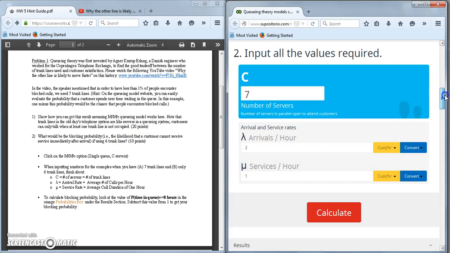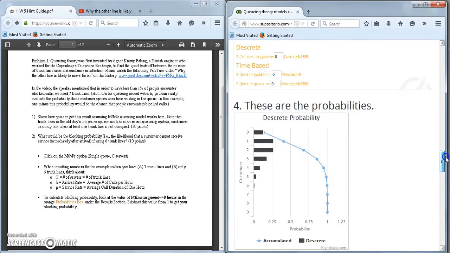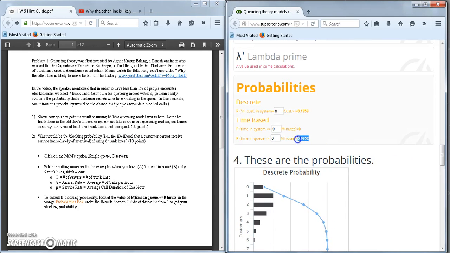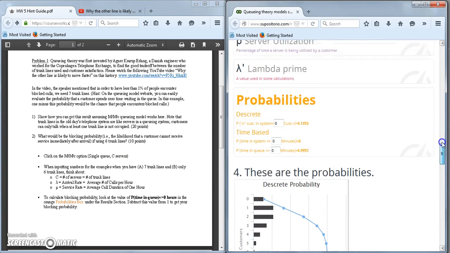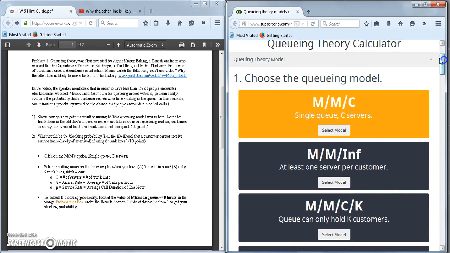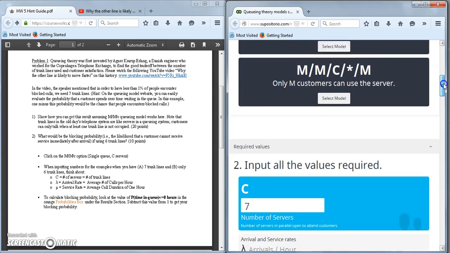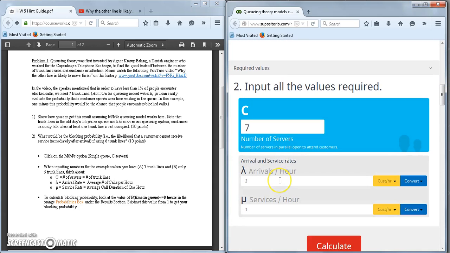Again, the blocking probability was found by subtracting this number from 1. So what we're going to do is just keep this information the same, so don't change what kind of model we're going to use. Again, we still know that there's about 2 customers per hour and that they spend 1 hour on the phone. The only thing we're going to change for part 2 of homework problem 1 is the number of servers. So I'm going to change this to 6. Go to calculate.